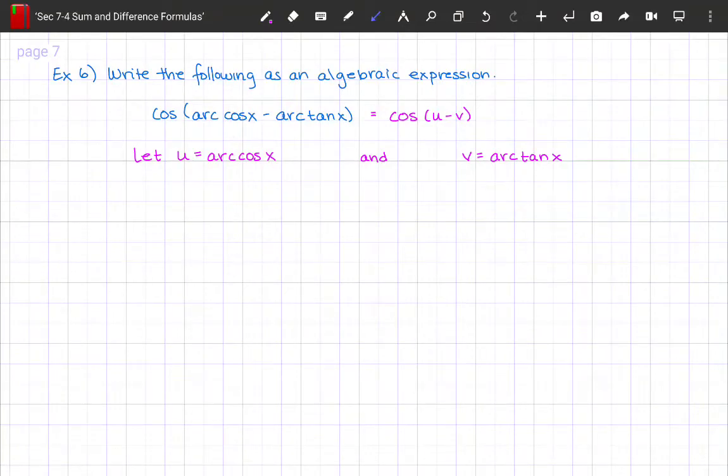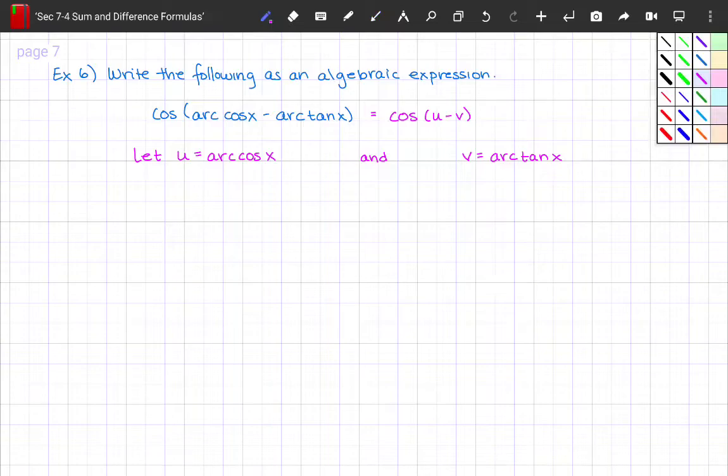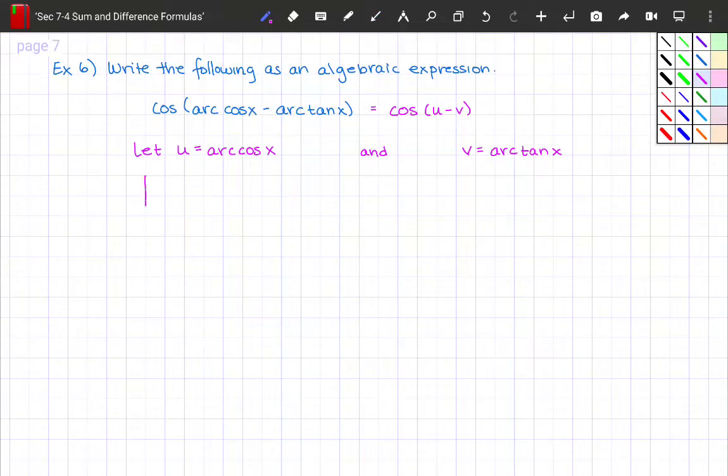So let's draw the triangle for this. Now, cosine has a range that's in quadrants 1 and 2. So we have to draw a triangle in quadrant 1 and a triangle in quadrant 2. But this is u. So cosine is adjacent over hypotenuse.